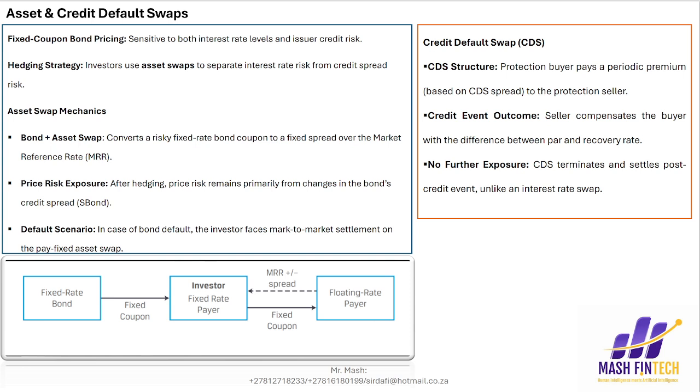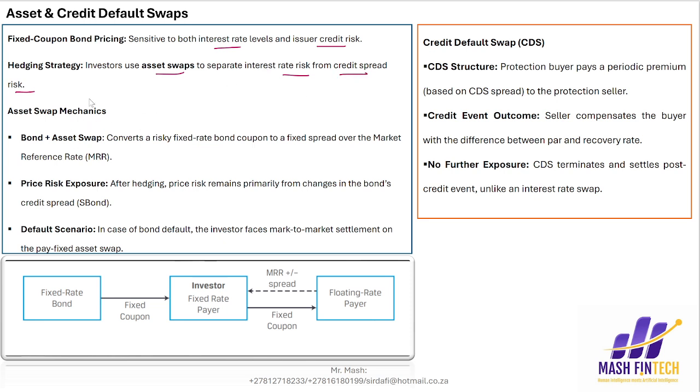The asset and credit default swaps. So we'll look at the mechanics of an asset swap and then we'll look at the credit default swap. The fixed bond pricing is going to be sensitive to both interest rate levels and issuer credit risk. In hedging strategy, the investor can use asset swaps to separate interest rate risk and credit spread risk. You will see how this works just now, but basically the hedging strategy is to separate the risk of the interest rate and the risk of the credit spread.